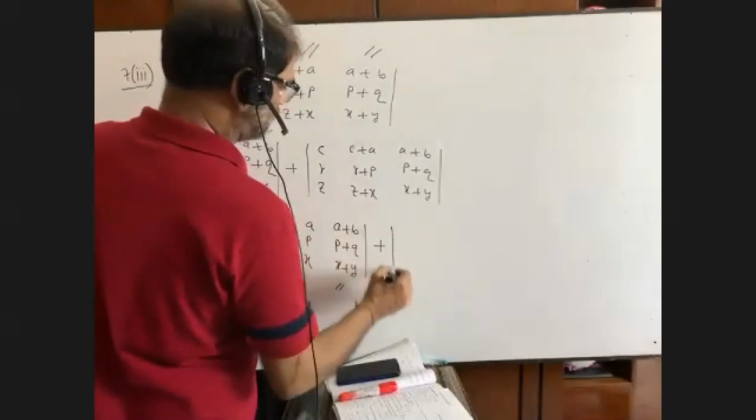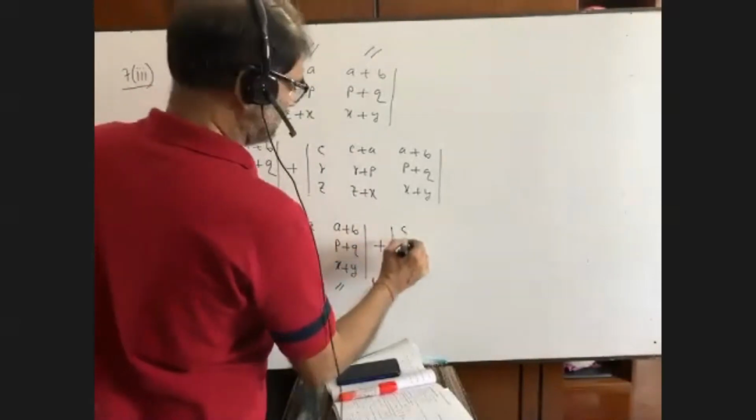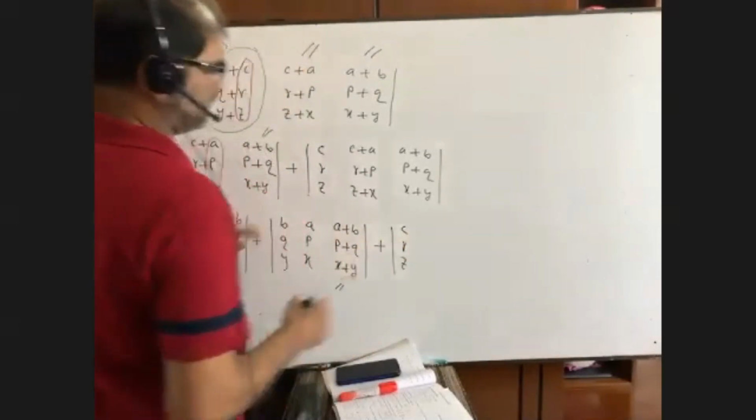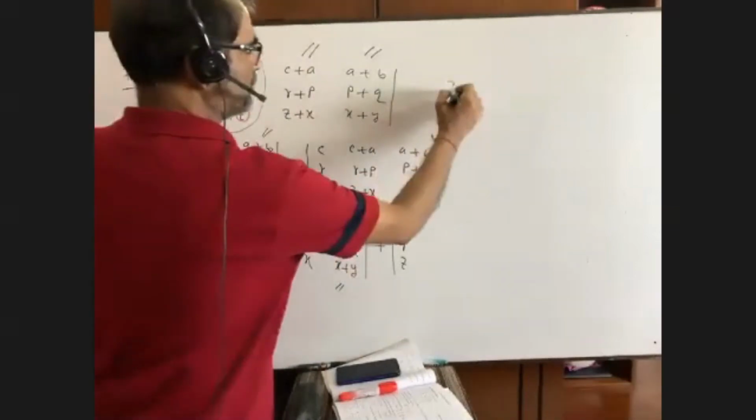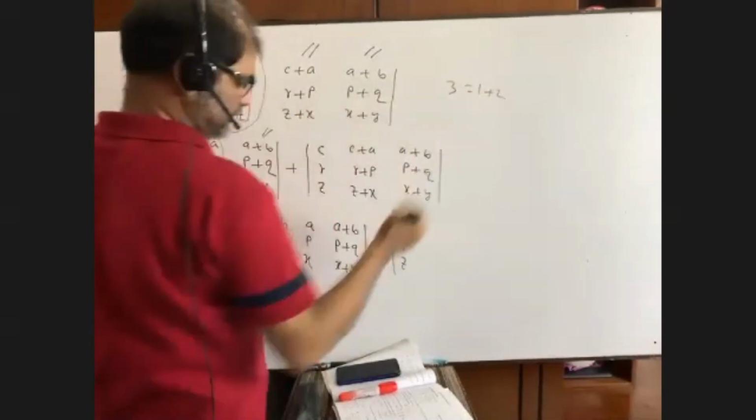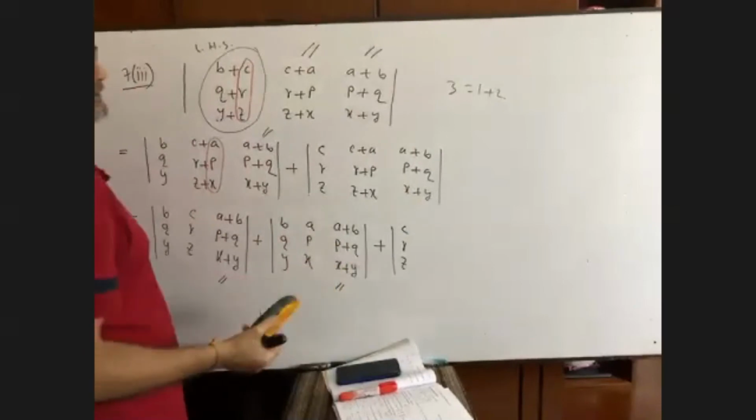No condition. Okay, now you see C, R, Z. You write down, suppose 3 equals 1 plus 2. What is the condition? It is like that.